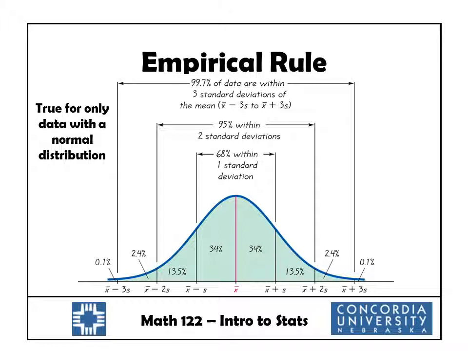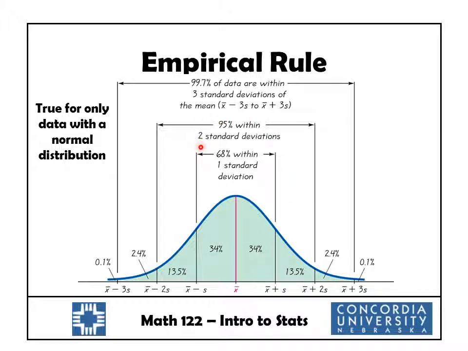Now, one way we use the standard deviation is with what we call this empirical rule. This empirical rule applies to data with a normal distribution. And the empirical rule says that 68% of our data values are within 1 standard deviation of the mean. So we have this range here that goes from the mean minus the standard deviation to the mean plus the standard deviation. Empirical rule says that about 68% of our data values are between those 2 numbers.